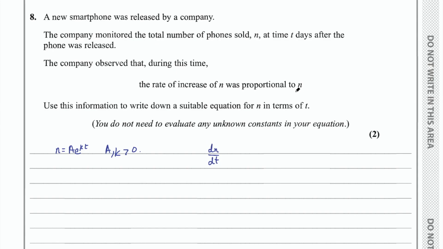And if this is proportional to N, well, let's represent that mathematically. So we say proportional to N. And then if we want to turn this into an equation, we introduce a constant of proportionality. This is something you learn about in GCSE mathematics. We can say that the derivative of N is equal to k times N, where k is the constant of proportionality. Okay, so the derivative of N is equal to kN.